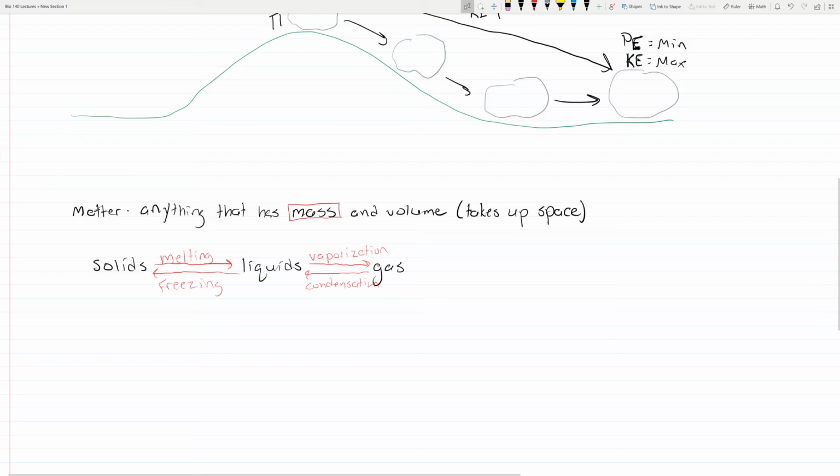Also, we can go from solids to gases and gases to solids. A solid can become a gas through a process called sublimation, and a gas can become a solid through a process called deposition.